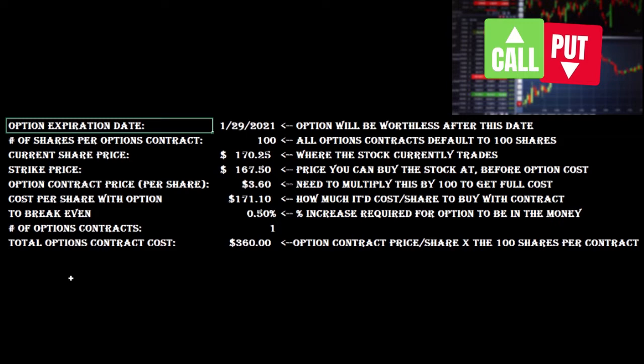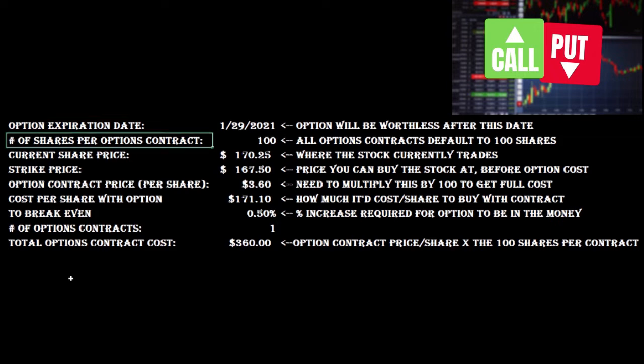We are going to walk through a hypothetical option. We're going to assume that the option expiration date for this contract in our made-up example is going to be January 29th, 2021. Options typically expire on a Friday. What that means is that you have the option to purchase the stock at the price you're agreeing to pay up to and including the expiration date, but after that date, you're no longer able to do so.